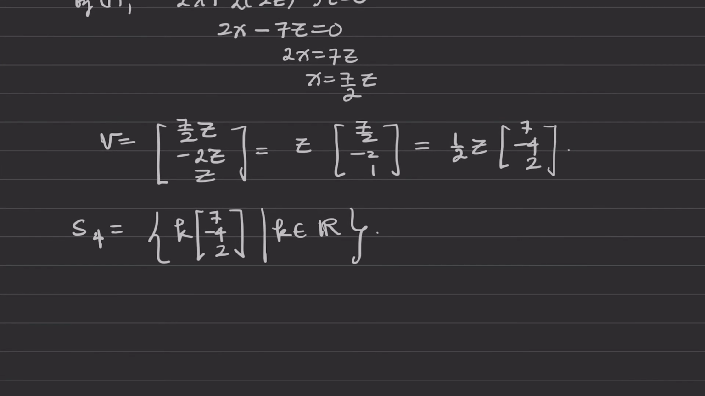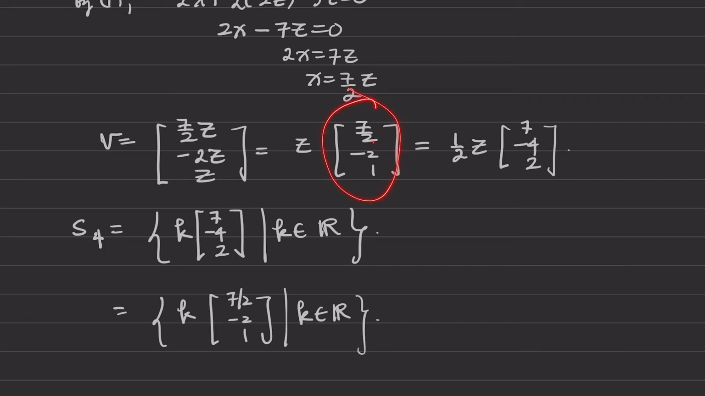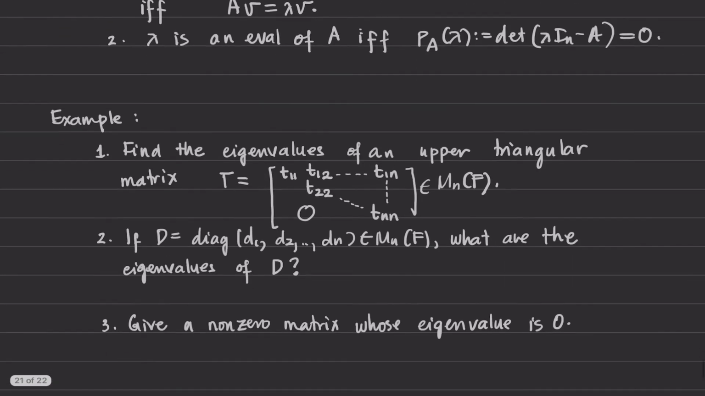Pwede rin naman ganito, no? Kunwari nag-stop ka dito. Wala namang pumipigil sa'yo na isulat siya ng ganito. Negative 2, 1. Okay, walang pumipigil sa'yo na isulat dyan. Okay, kung nag-stop ka na dito. Okay, so yan yung first example natin. Very computational. So, punta naman tayo sa may mga konting variables.